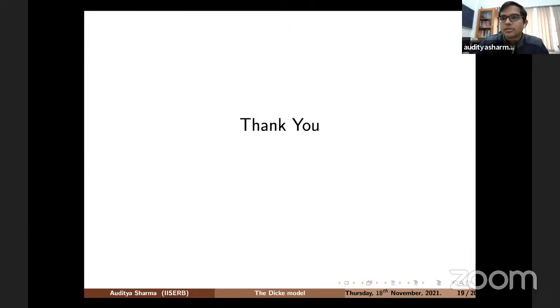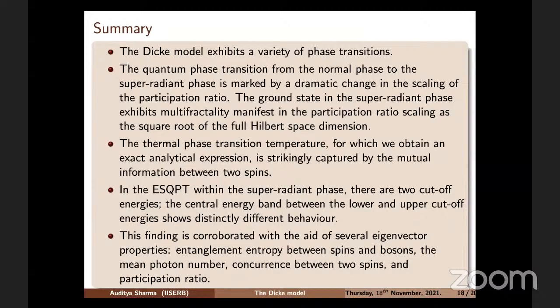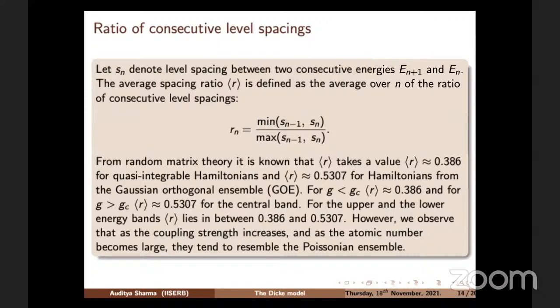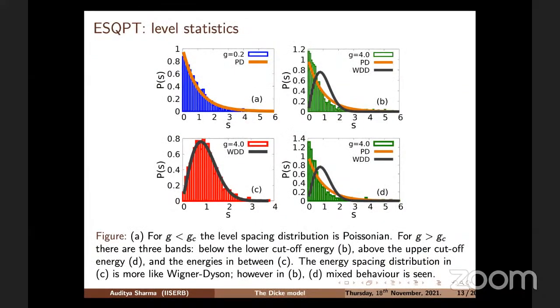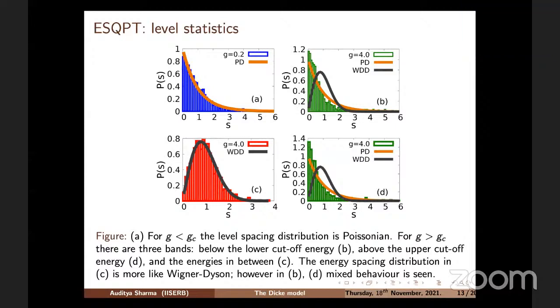Yeah, I think Aurab has a question. Hi, yes. Can I? Yeah. So I had a simple question. So you showed these level statistics in one of your graphs, and you commented that it's sort of between Poissonian and Wigner-Dyson, somewhere in your parameter regime. So why is that happening? Can you please elaborate on this?